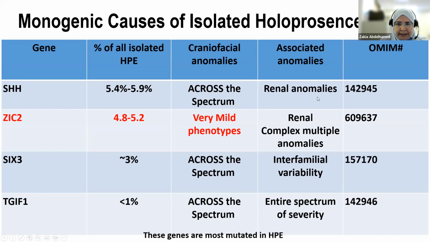Regarding other associated anomalies, in addition to the spectrum of holoprosencephaly, sonic hedgehog commonly causes renal abnormalities, and ZIC2 does the same, and interfamilial variability is highly common in SIX3.